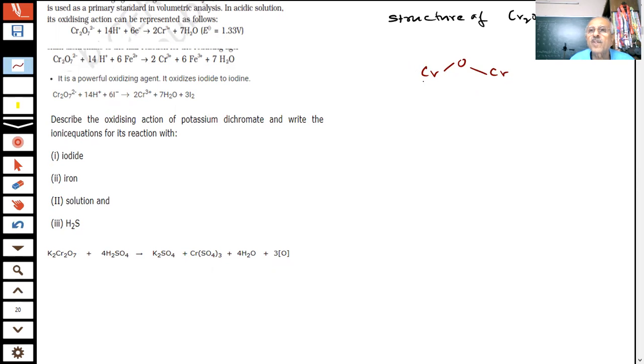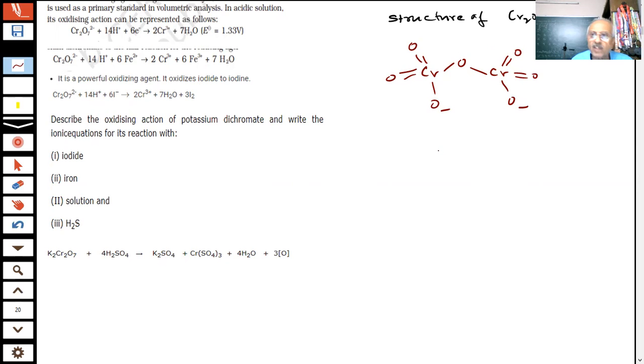This one oxygen is gone. How many are there now? 6. So how will you draw them? You have 6, and how much is left? 1 minus, O minus, O minus. This is a dichromate ion, students.